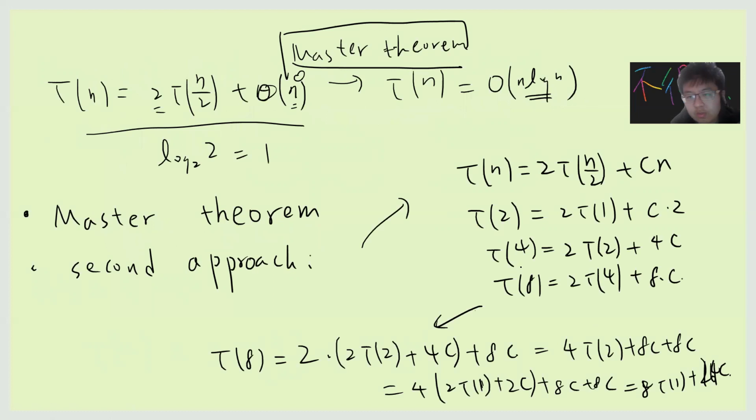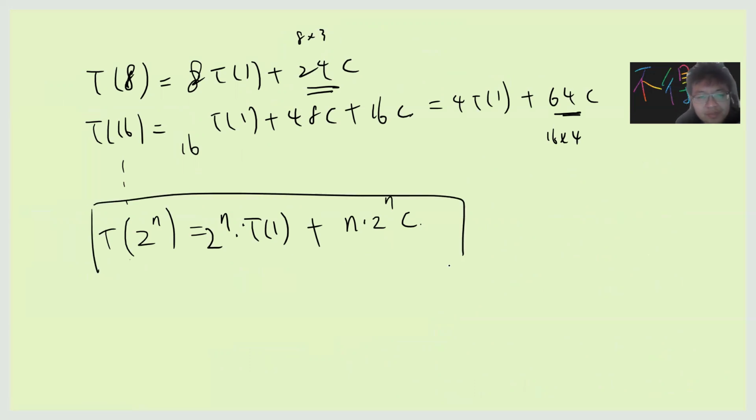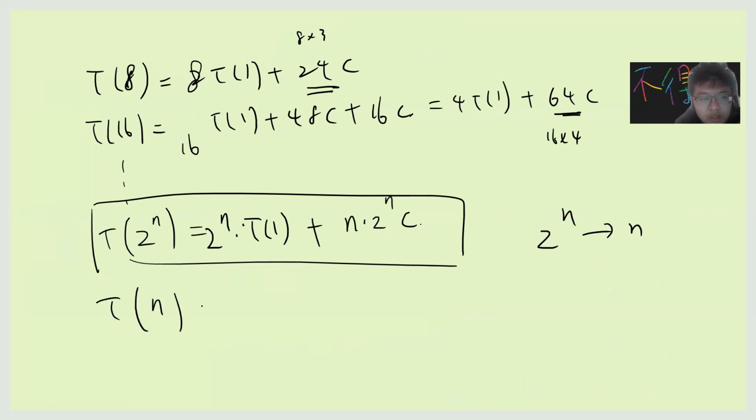So for 4, T of 4 is 4 of T of 1 plus ac. In this case, it's just 2 times 2 to the 2. So this is our result. You just let 2 to the n become n, you get T of n equals n. And now n plus, okay, bad notation.